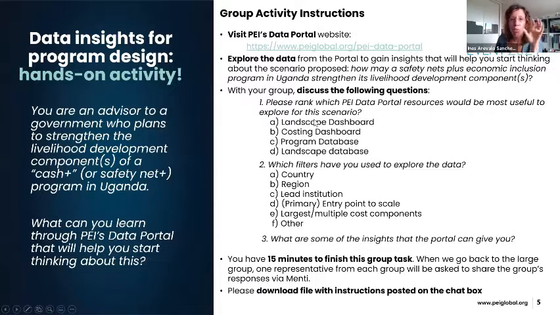So the first is rank of the resources that I've showed you, the landscape dashboard, costing dashboard, program database, or the landscape database, which you think are most useful for this exercise to understand how a safety net plus program may strengthen its livelihood component. The second question is which filters have you used to explore the data? And I give here different options. And then the third question is, what are some of the insights that the portal can give you to start thinking about this scenario? You'll have 15 minutes for this activity.